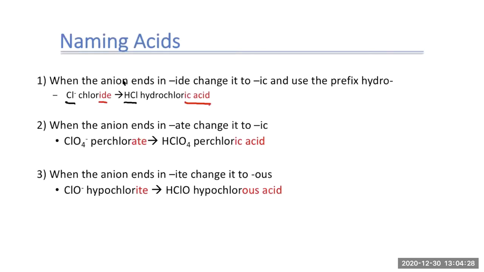And we do this for any monoatomic acid. So for example, if I have HBr, that would go from bromide to hydrobromic acid. We always add the hydro when it's the monoatomic one, so make sure you do that prefix.